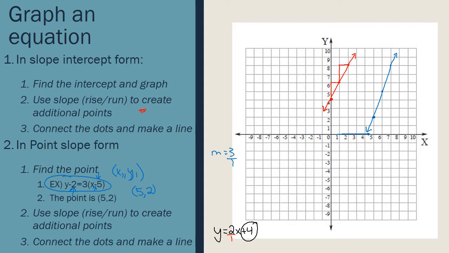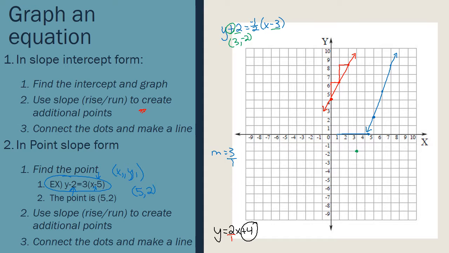I'm going to go ahead and give you one more example in that point slope form. So let's say we have y plus 2 equals negative 1/2 x minus 3. Okay, so the first thing we're going to do is identify our point. So our point is 3, negative 2, because this is addition right here.